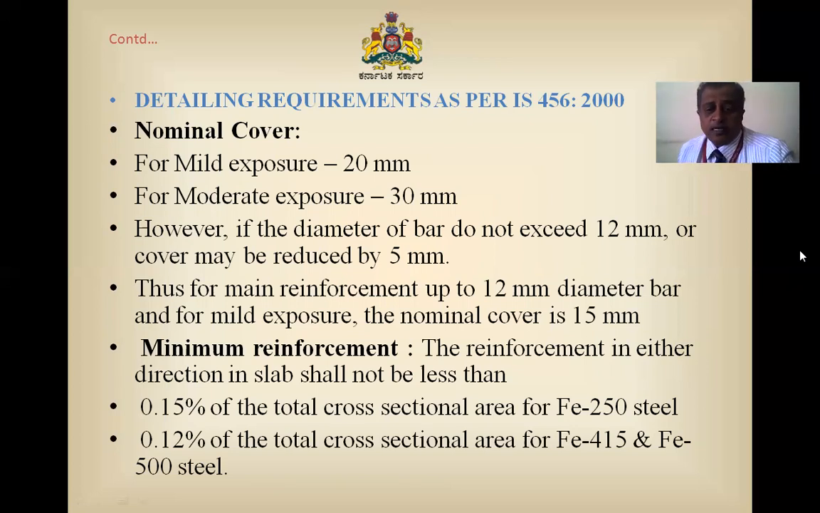The minimum reinforcement criteria. The reinforcement in either direction of a slab shall not be less than 0.15% of total gross cross section of a slab when Fe 250 grade is used. It should not be less than 0.12% of total gross cross section of a slab if Fe 415 or Fe 500 steel is used.